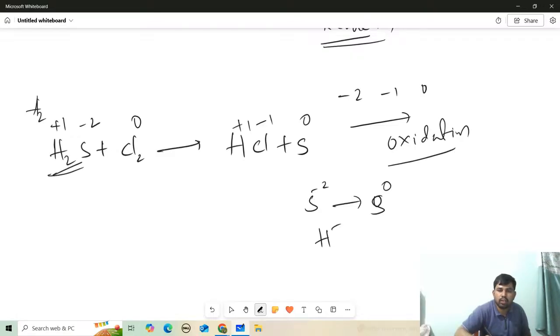You see, hydrogen is plus. Here also hydrogen is plus. So what I can say, no change here. In the case of hydrogen, hydrogen doesn't undergo any process.